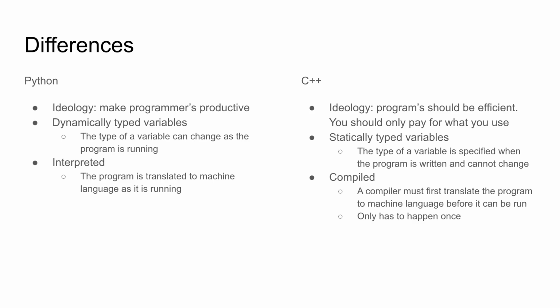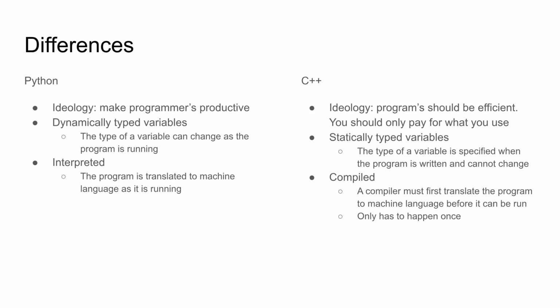Can't change. Python is also interpreted, which means when you run your program, you probably did python, or python3, and the name of your Python program. This then took your program as input to the interpreter, and then the interpreter would translate it as it went through line by line into the appropriate machine code, and then it would go run it.